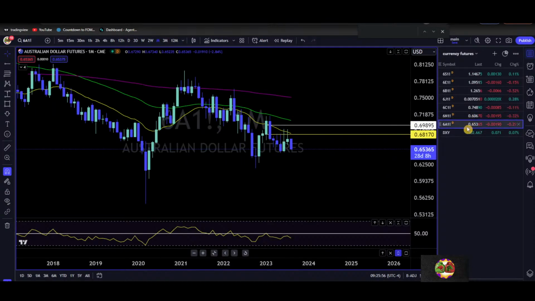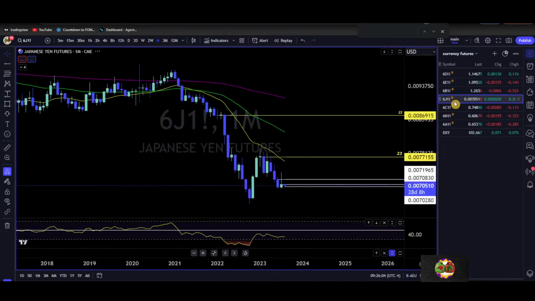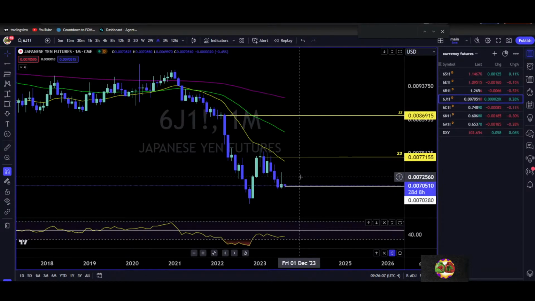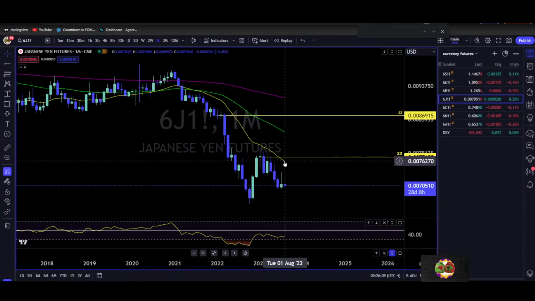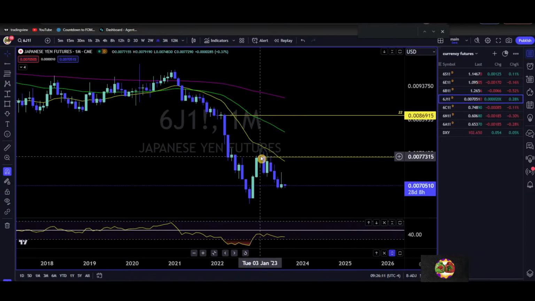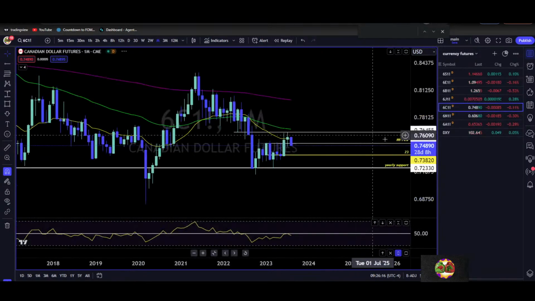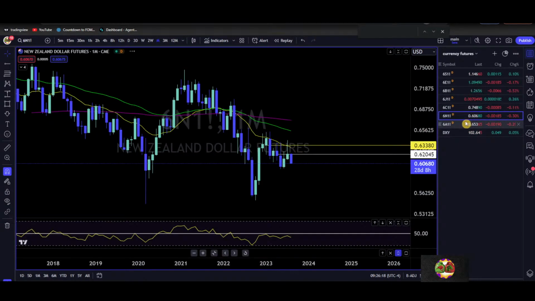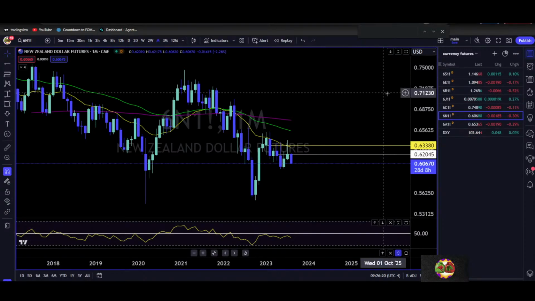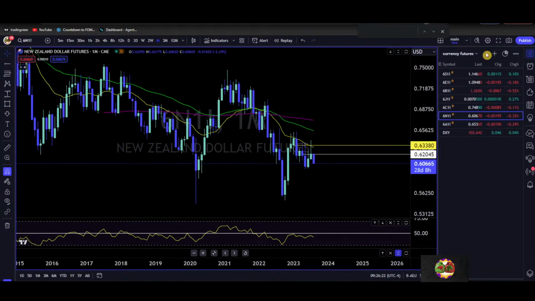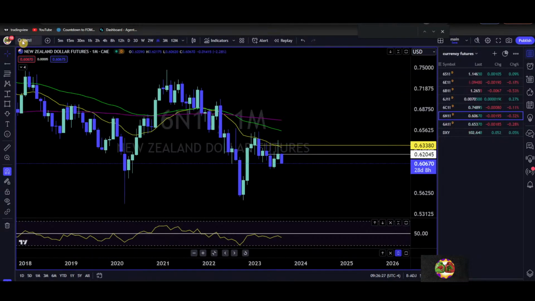Neither is Aussie. So New Zealand and Aussie are the weakest of the currencies out there, as is Canadian, along with the Japanese yen. The Japanese yen is far weaker than any other currency. Far weaker, right? These are monthlies, so far weaker. All right, so we'll see how it goes, but I didn't really see any FX setups this morning other than pound CAD. It was the only one I saw that I liked.